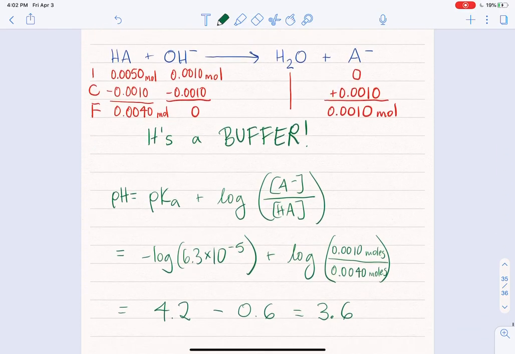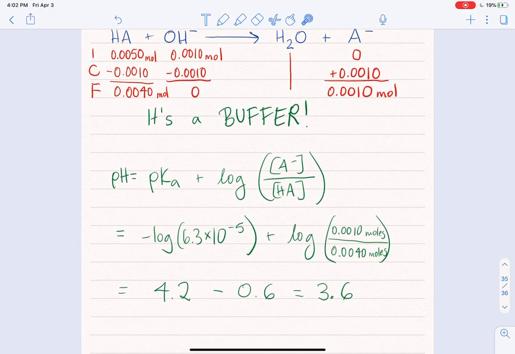We need to use the Henderson-Hasselbalch equation, which is pH equals pKa plus the log of the concentration of base over the concentration of acid. So now we can just plug in our values to figure out the pH of this buffer. Negative log of the Ka, which is 6.3 times 10 to the minus 5. And here, because this is a ratio, the total volume is going to be the same in the denominators of both the concentration of weak base and the concentration of weak acid.